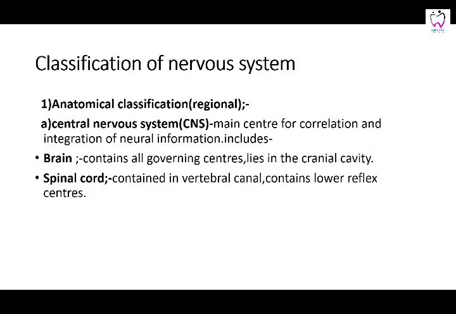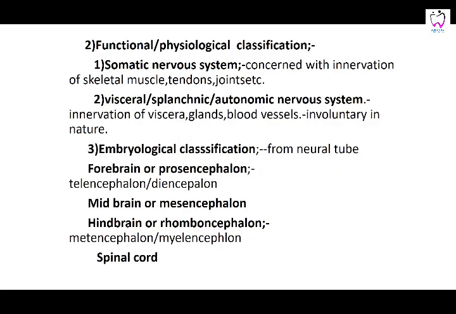Classification of the nervous system: you can have an anatomical classification according to region. The central nervous system contains the brain and the spinal cord. The brain lies in the cranial cavity and controls all the governing centers, and the spinal cord lies in the vertebral canal and is concerned with the lower reflex activities. Then you have the functional or physiological classification: the somatic nervous system, innervating your skeletal muscle, tendons, joints, etc., and the visceral, which is concerned with the organs. The somatic nervous system is voluntary in nature.